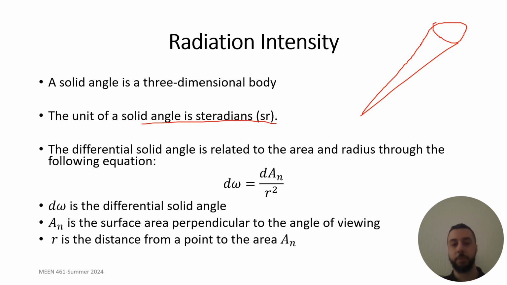called steradians. And the differential solid angle is related to the area and radius through the following equation, where you have d omega, which is the differential solid angle, so it's a small solid angle. And we have dAn, where An is the surface area perpendicular to the angle of viewing, and r is the distance from a point to the area An.